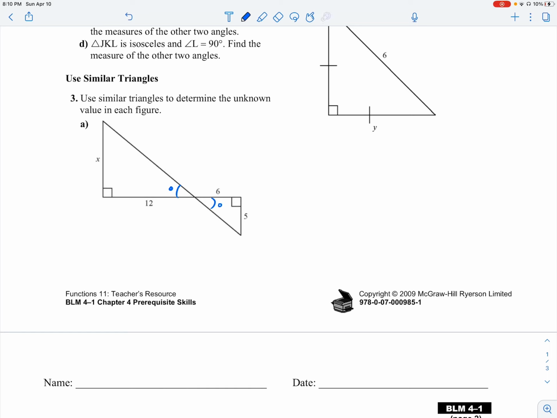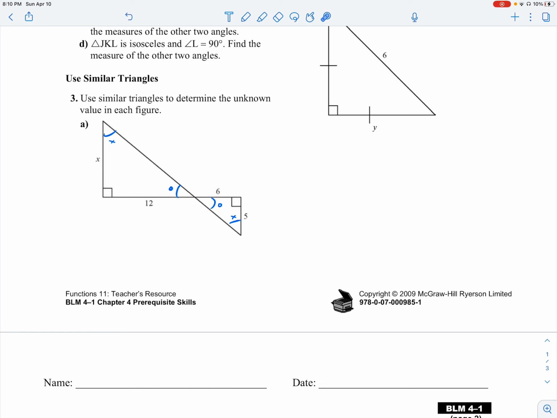So if these two angles are the same, that means the third one also has to be the same, because remember they have to add up to 180. So I'll just call that 1x. Those are also equal. So these triangles must be similar because they have equal angles. So what is this side length x?